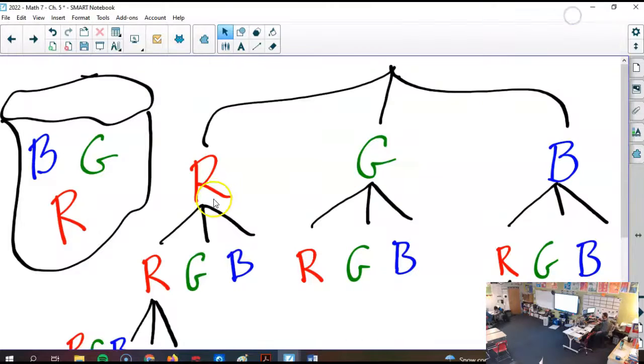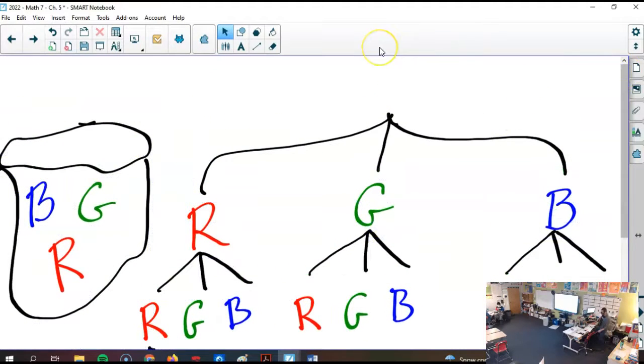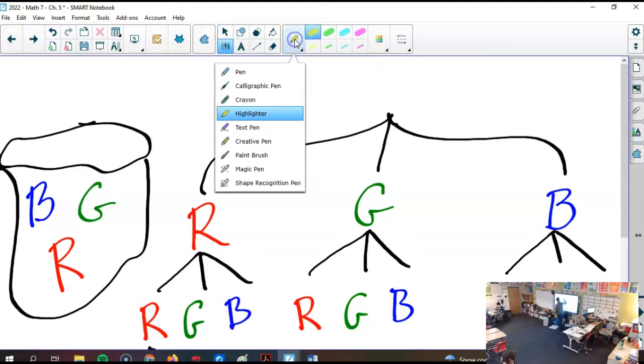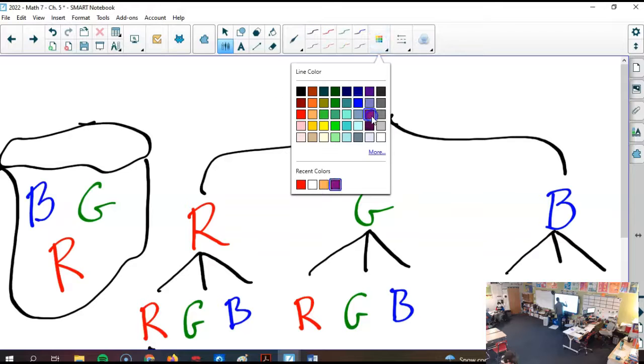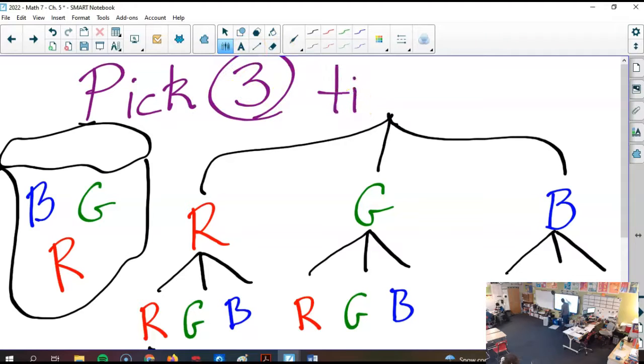We're using a tree. And guys, if we don't have this written down, this is what we're going to write down first. We're using a tree because we're going to pick three times. And every time we're going to put it back in. Yeah, they're independent because it resets the probability. We put it back in.